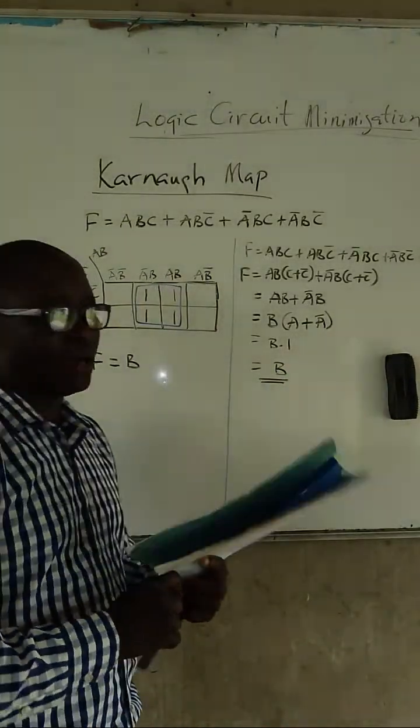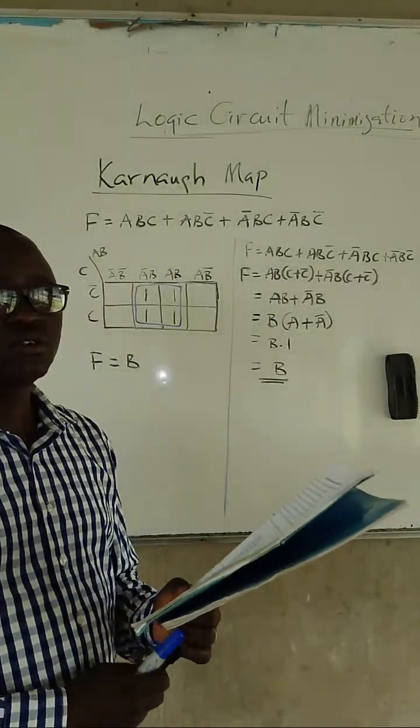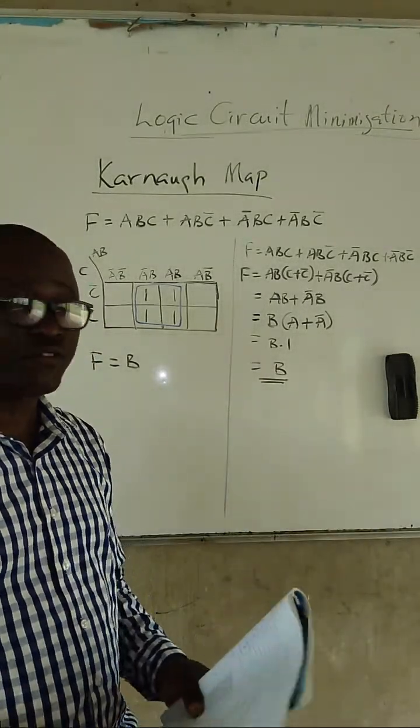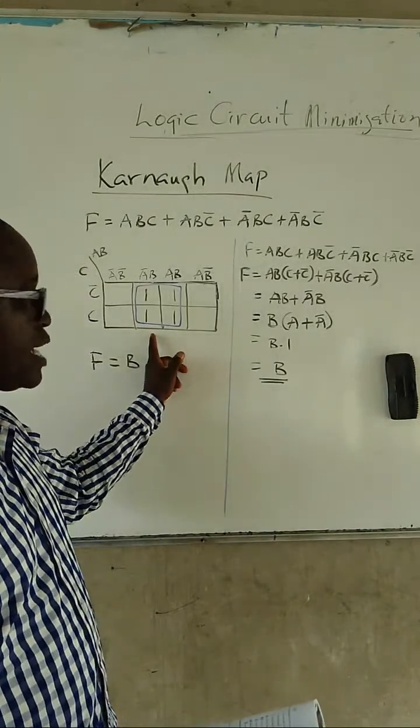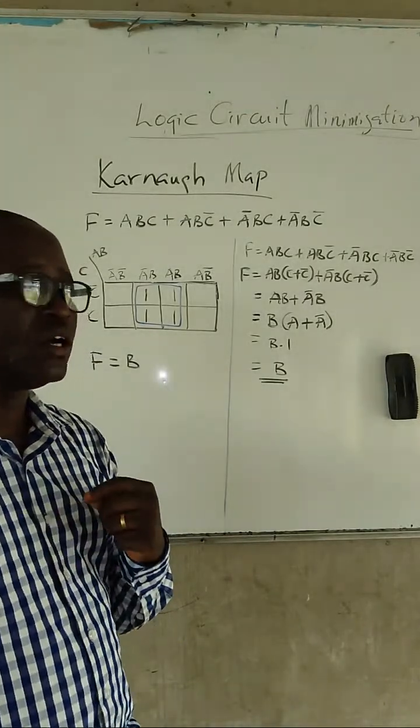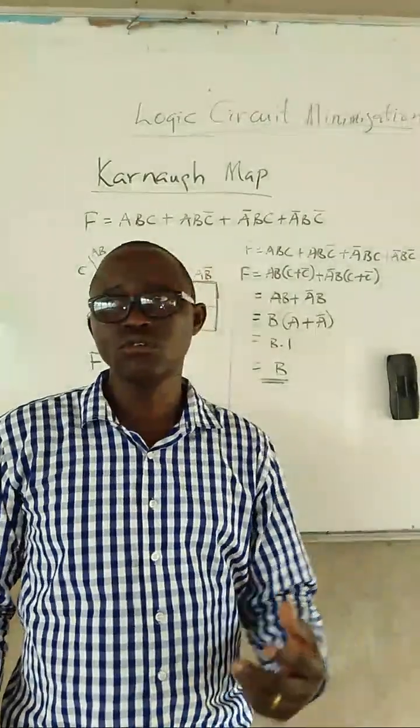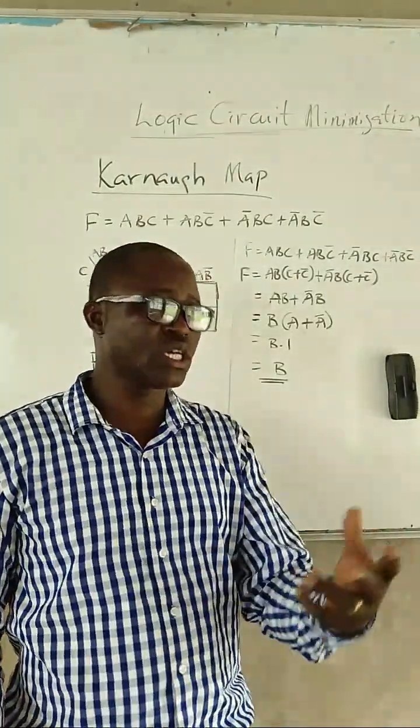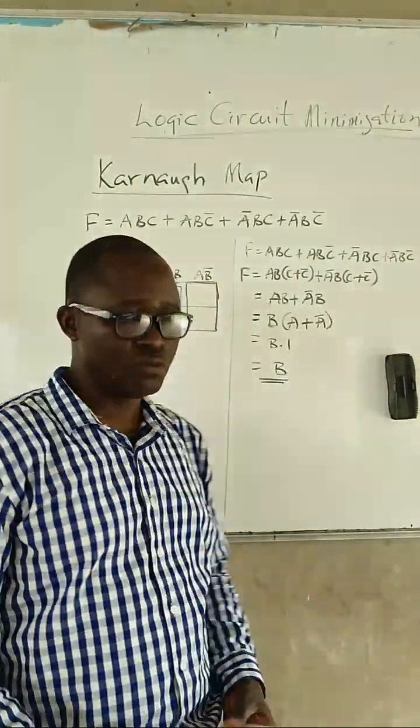So like I said, if you can apply your logic in Boolean algebra carefully, you will arrive at the same answer as the Karnaugh map. But the Karnaugh map will give you your final expression more quickly than using Boolean algebra.